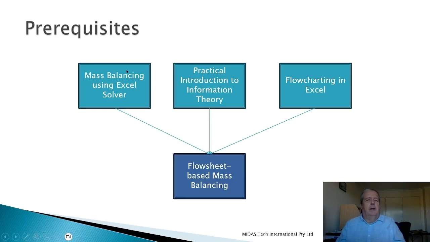So we have prerequisites. Now, these are what I would call soft prerequisites or encouraged prerequisites. If you don't know what mass balancing is, you've got to do the course Mass Balancing Using Excel Solver. Now, when I provide my algorithm, I'm not using Solver, but this is helpful for understanding mass balancing. Then there's Practical Introduction to Information Theory. Again, not absolutely essential, but information theory makes mass balancing much easier than the more conventional standard deviation least squares approach, which can take forever.